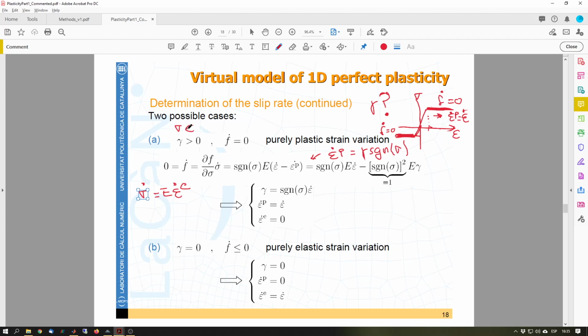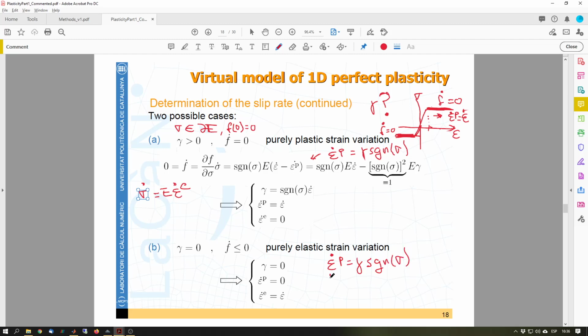Okay, sigma belonging to the boundary of my admissible domain, meaning that my f of sigma is equal to zero. Whenever we are with gamma equals zero, either we are on that branch or we are leaving the boundary. So in that case, gamma is equal to zero. If gamma is equal to zero, we mentioned that epsilon p dot is gamma times the sign of sigma.